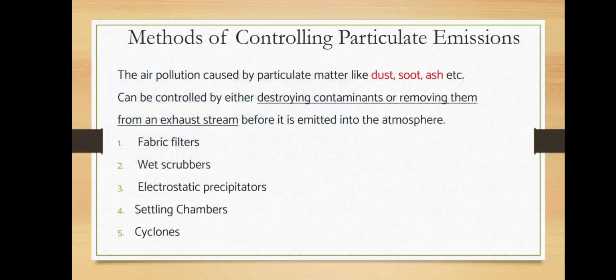And next is methods of controlling particulate emission. The air pollution caused by particulate matter like dust, soot, ash, etc. can be controlled by either destroying contaminants or removing them from the exhaust stream before it is emitted into the atmosphere. There are 5 types of methods of controlling particulate emission. First, fabric filters. Second, wet scrubber. Third, electrostatic precipitator. Fourth, settling chamber. Fifth, cyclones.